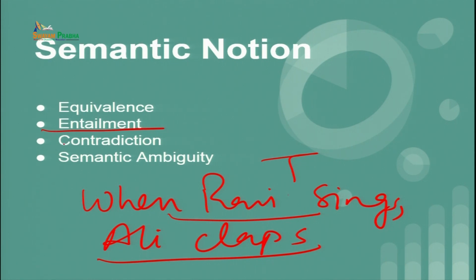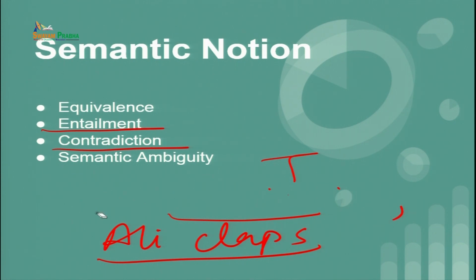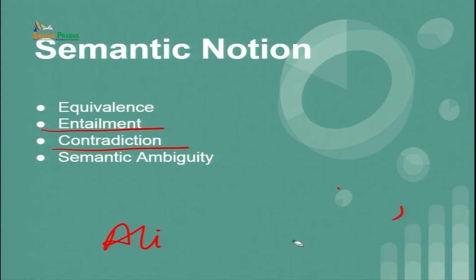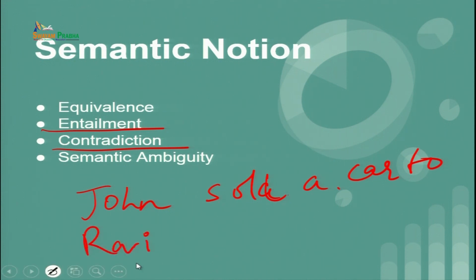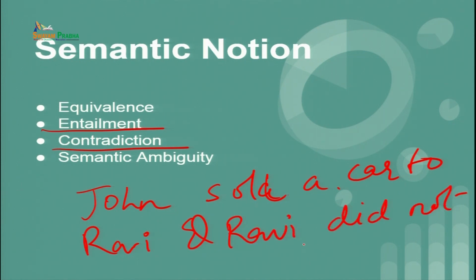Okay. Now, there is another point which I should mention over here, which is contradiction. What happens in contradiction is that there are 2 separate statements, and these contradict each other. For example, John sold a car to Ravi, and Ravi did not buy.